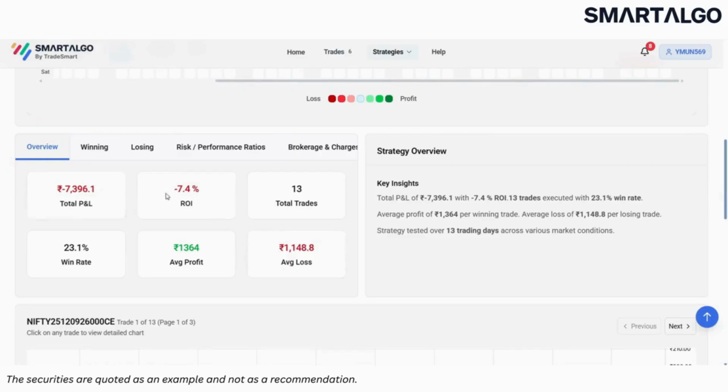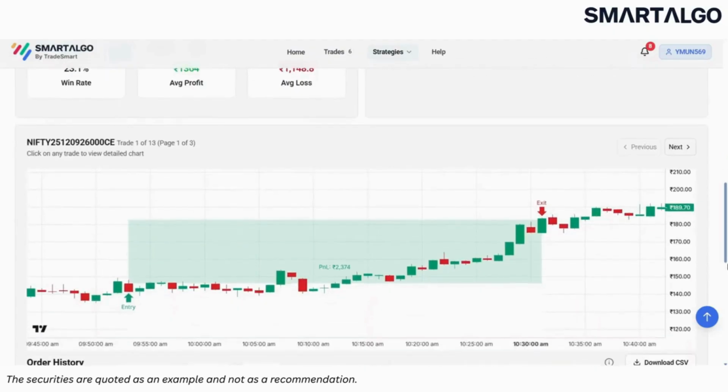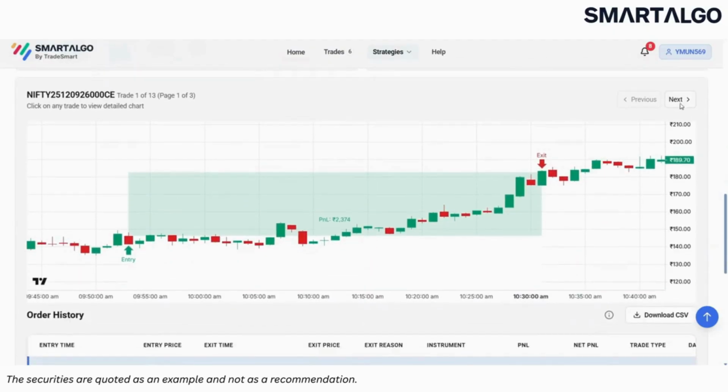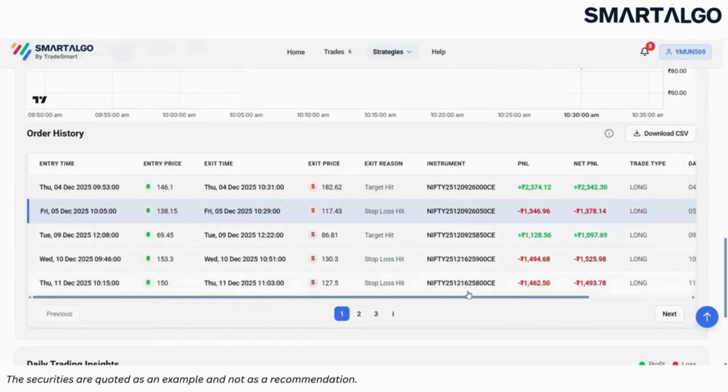The strategy overview section summarizes all key metrics: total P&L, return on investment, win rate, average profit per winning trade, and average loss per losing trade. You can also visualize each individual trade directly on the price chart, so you can see exactly where the strategy entered and exited the market.